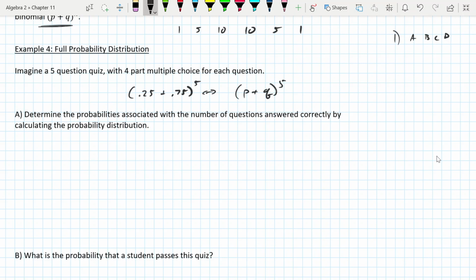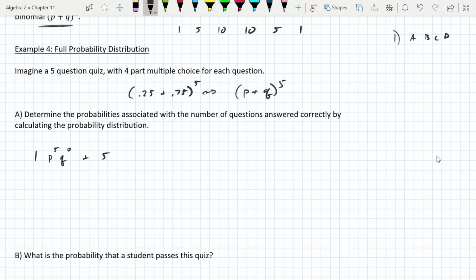So the first term has a coefficient of 1, getting 5 correct, and 0 incorrect.